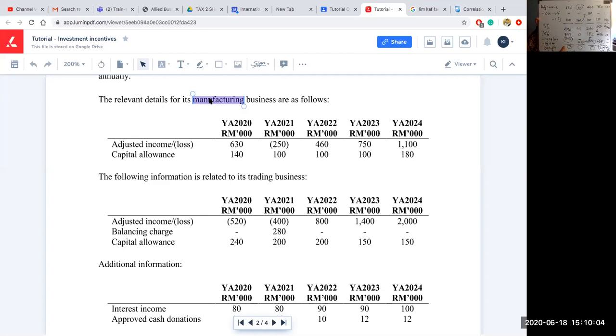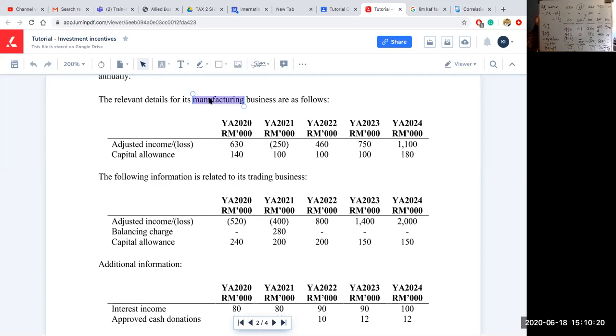Yeah. So then only the bawah one, at the bottom, under the same column, baru you buat non-pioneer business. Okay, you buat your non-pioneer business, then you compute how much is your adjusted income from your non-pioneer, then plus balancing charge minus capital allowance. Alright, can you do that? You continue je dekat bawah.